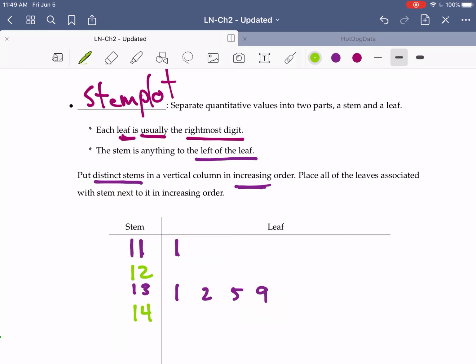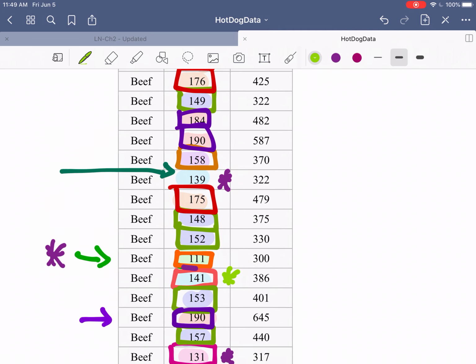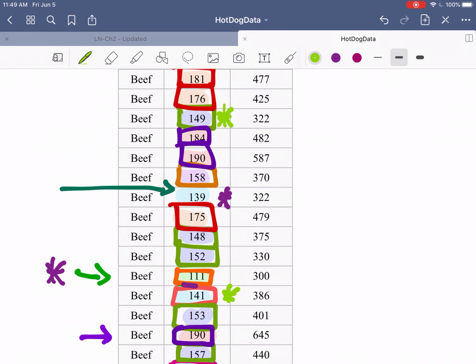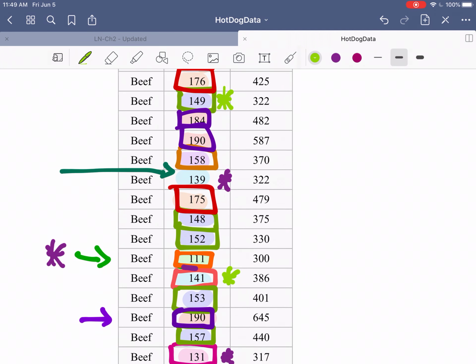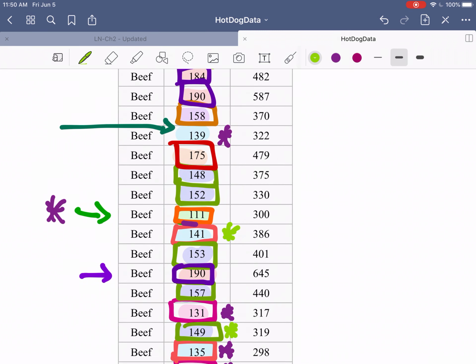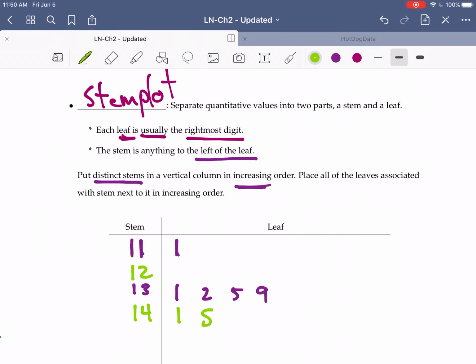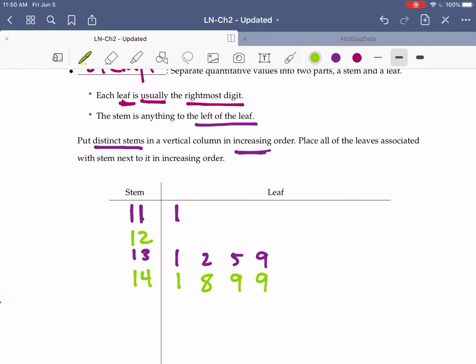For the 140s, we have 141. We have a 149, so 1 and 9 are both leaves. We have a second 149. We're going to use that twice, so we have 141, 149, and 149. So our leaves are going to be 1, 9, 9, and there's a 148. So 1899. So even though there were two values there, we are going to write each of those leaves distinctly separated.